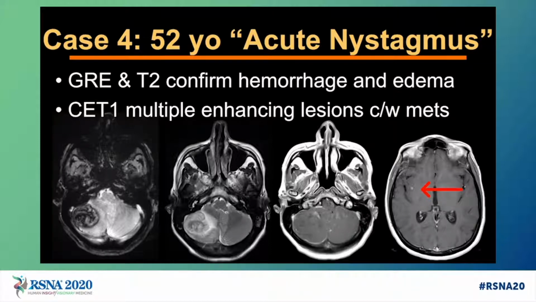We didn't see very much enhancement on the posterior fossa post-contrast image, but because we were concerned about metastatic disease, we were meticulous in looking at the rest of the brain, and we found multiple small enhancing lesions consistent with metastatic disease. And I'm showing you one here in the right parasylvian region.